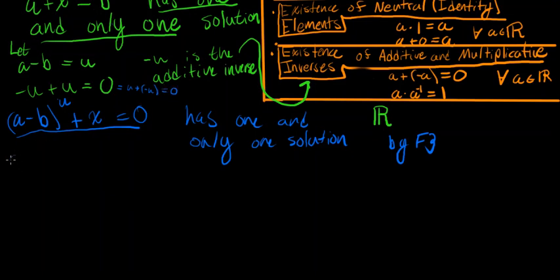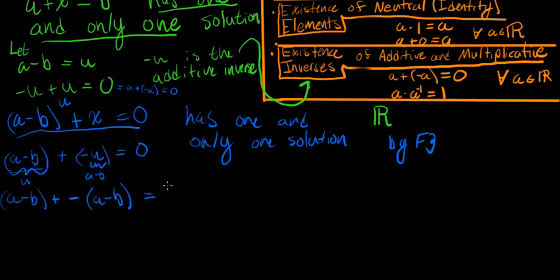So a minus b, since this has one and only one solution, that is, the solution is unique, then this solution must be negative u, because I said that u is equal to a minus b, so negative u must be the solution, since negative u plus u is equal to 0, and u is equal to a minus b, which is this element right here. This is u. But what is negative u? We can just substitute in a minus b. So a minus b plus negative a minus b is equal to 0.